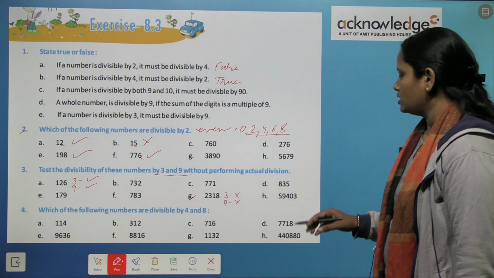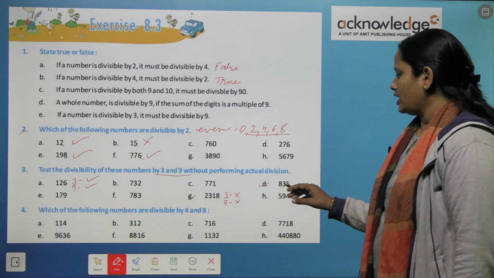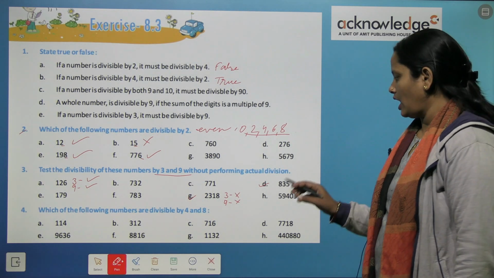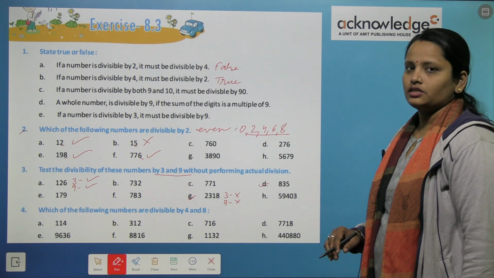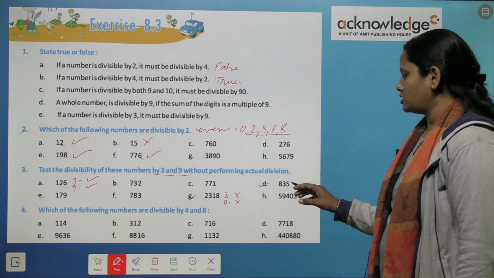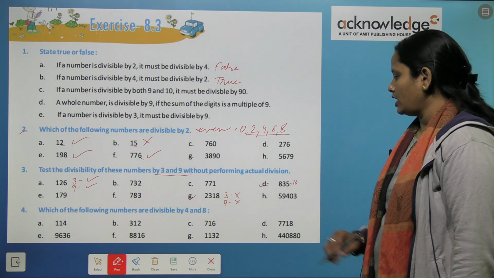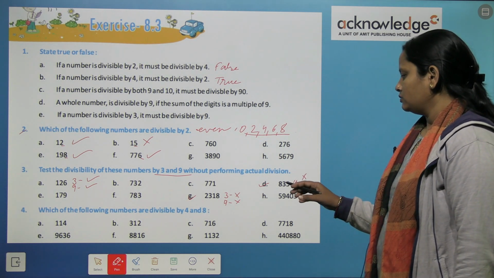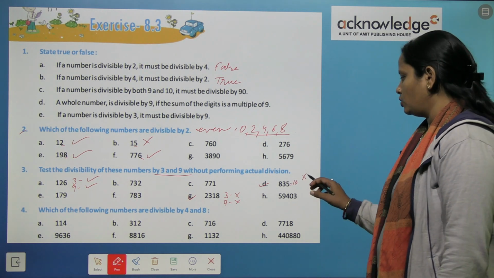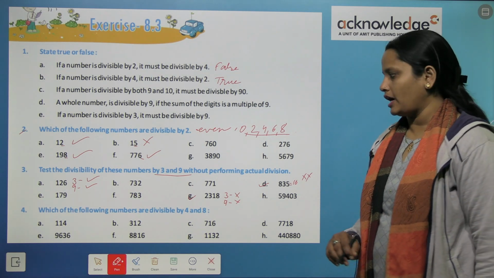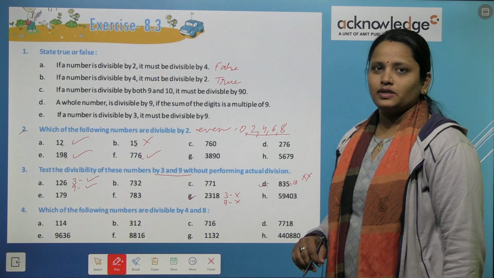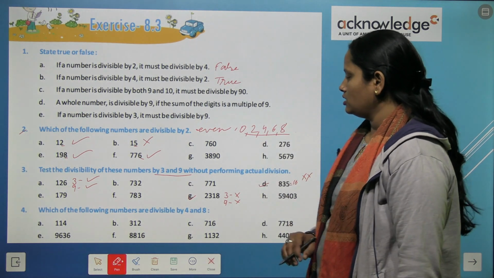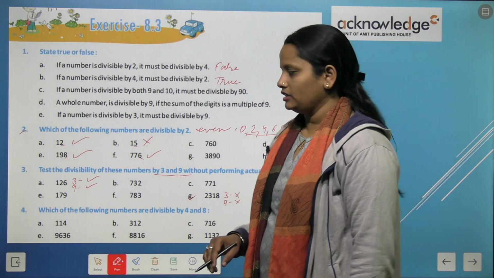Let's do this D part. 8 plus 5 is 13 and plus 3 is 16. So 16, क्या 16 आता है 3 की टेबल में? No. और 9 की टेबल में? No. So this is also not divisible by 3 or 9. So similarly you have to find the rest whether they are divisible by 3 or 9.